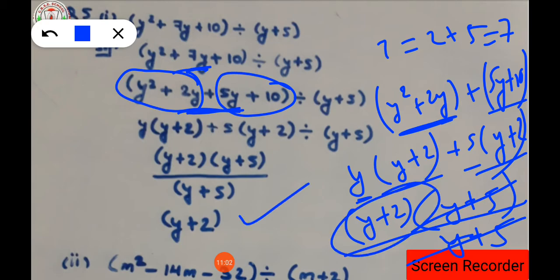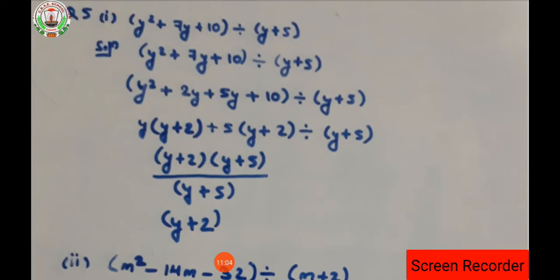That is y plus 2 is left out. So have you understood, students, why we had written 7y in the form of 2y plus 5y? Because we have to make the pair, and after making the pair we have to take common. Why are we doing so? Because the denominator y plus 2 cannot be cancelled until we expand 7y in the form of 2y plus 5y. Okay, that's why it is done.